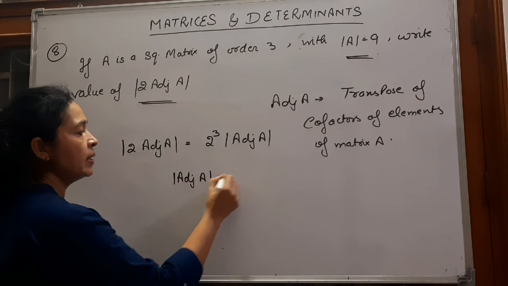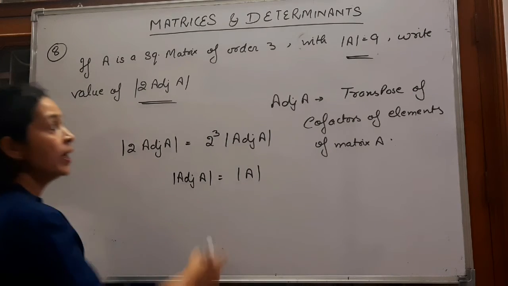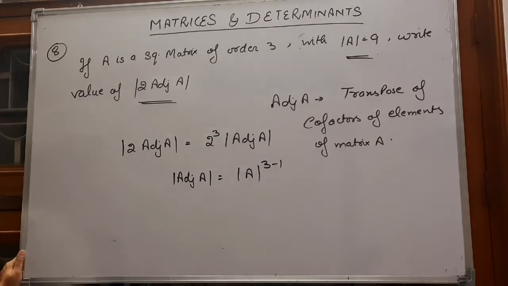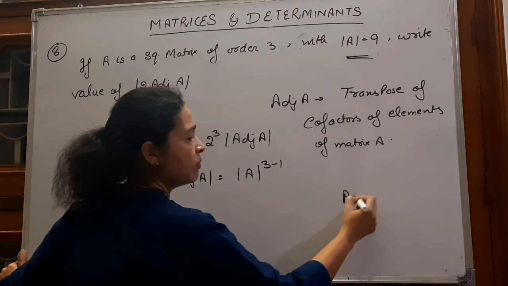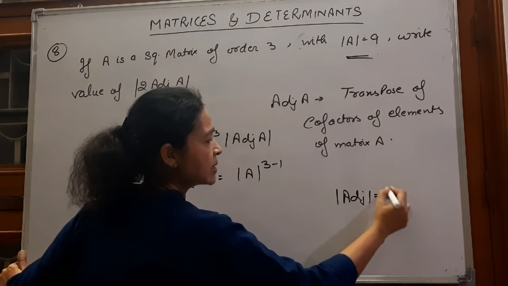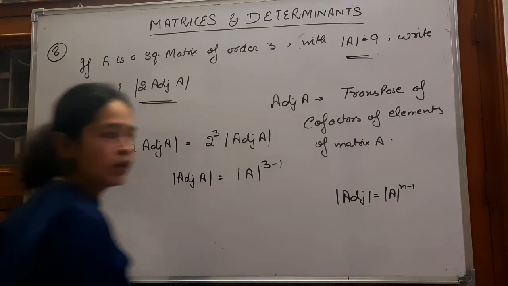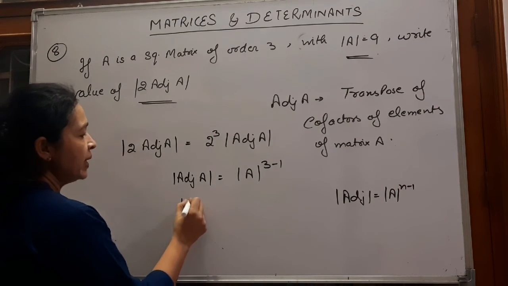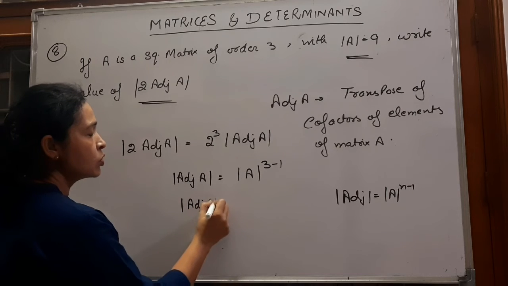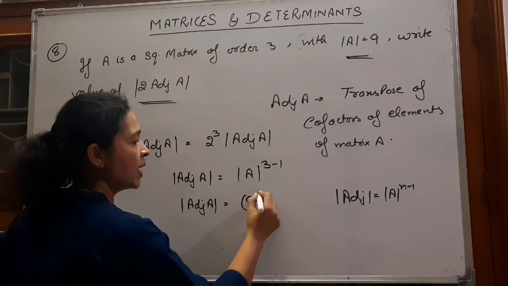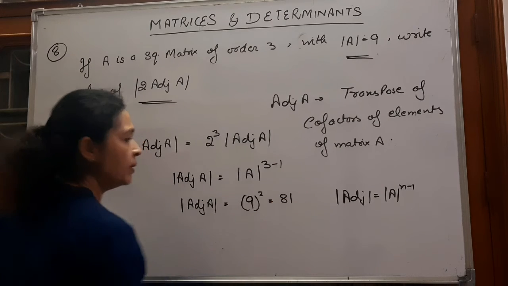Now, what will be the value of the adjoint A determinant? The adjoint A determinant will be equal to the determinant of A to the power 3 minus 1. Because if we have a matrix of order n, then the determinant of adjoint A is equal to the determinant of A to the power n minus 1. Now the adjoint A determinant will be the determinant of A to the power 2, that is 9 squared, 81.